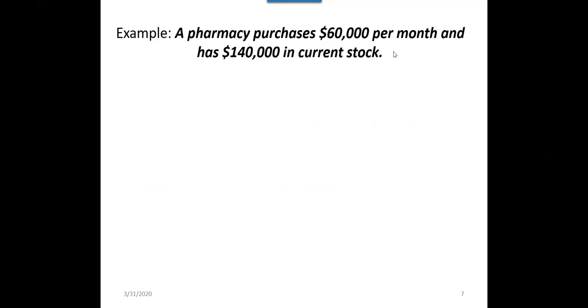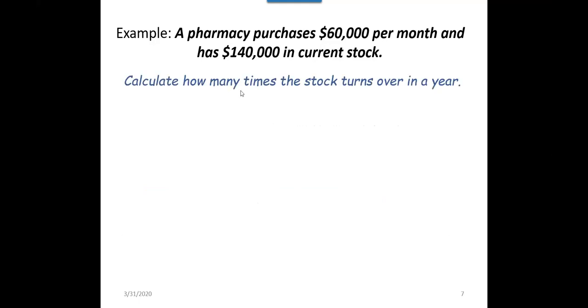So here's another example. The one I gave just a minute ago was a little bit easier to follow. This one's just $60,000 per month. You've got $140,000 in stock. So you want to calculate the turnover. Since we know we've got $60,000 per month, and there's how many months in a year?